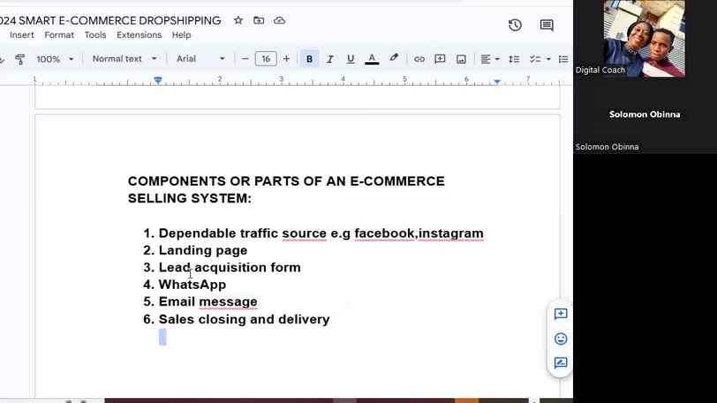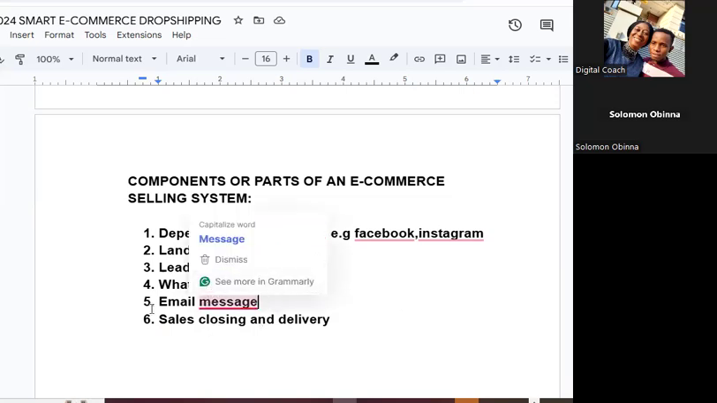Then the next one: once they come to the landing page, they read and see more about the product, and when they want to acquire it, they have to fill in their details, their state, and the address of delivery. That form that collects those details is called the lead acquisition form. Once they fill and submit the form, you can connect it so that they come to your WhatsApp DM to tell you they have just made an order and want to track it.